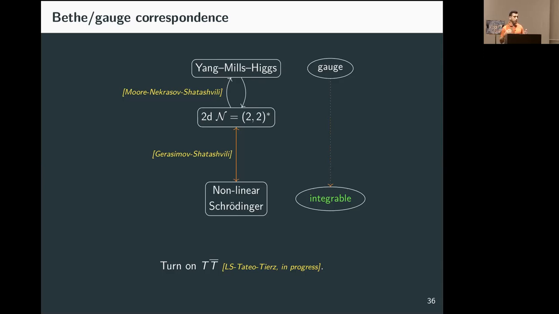So this is a nice test of TT-bar, in my opinion, because it does not only preserve integrability directly on our integrable QFT, but in some sense, it also preserves it across dualities, if you want.